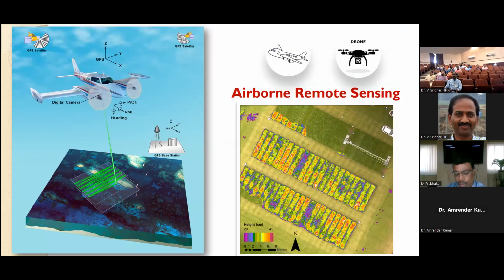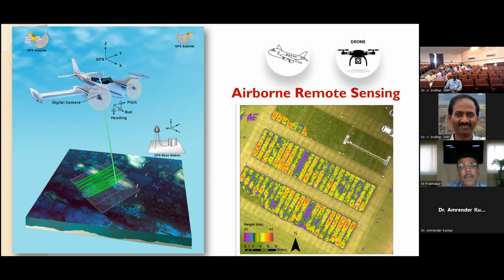Then moving on to the last part, acquiring images through airborne applications. As I said, airborne could be either drone or aircraft. The advantage of airborne remote sensing is, one, the cloud-free situation doesn't arise here because these aircraft or drones can be flown below the clouds. The second is you need not wait for the satellites to acquire the images. Whenever you want, just fly and acquire the images.